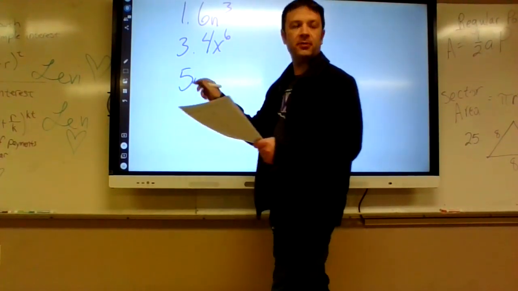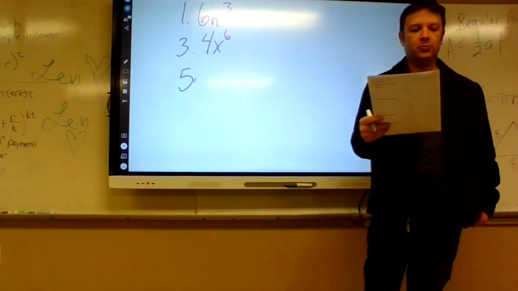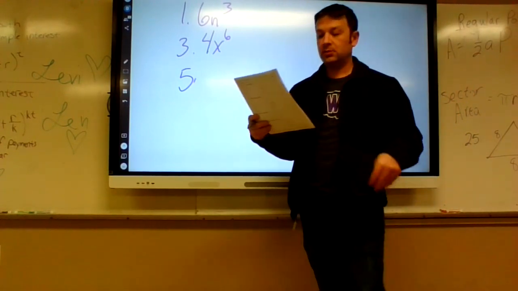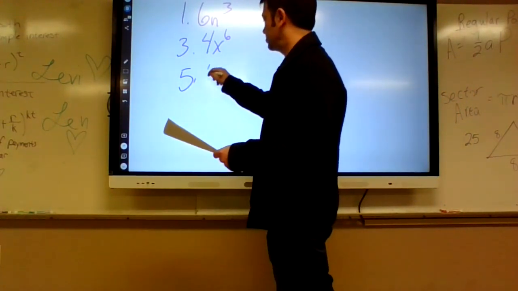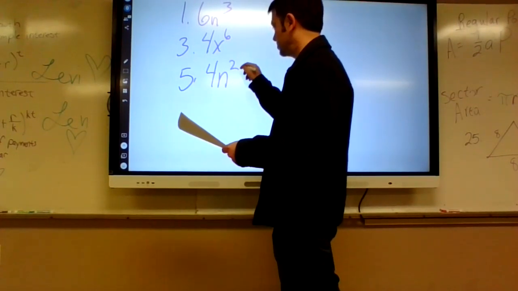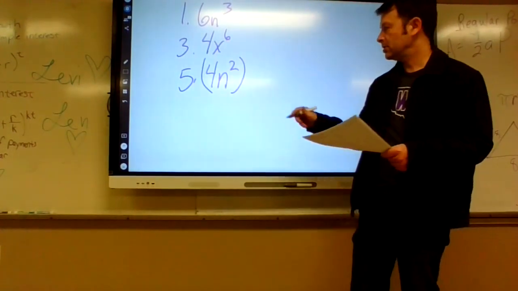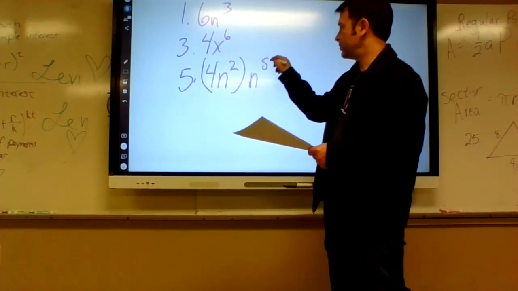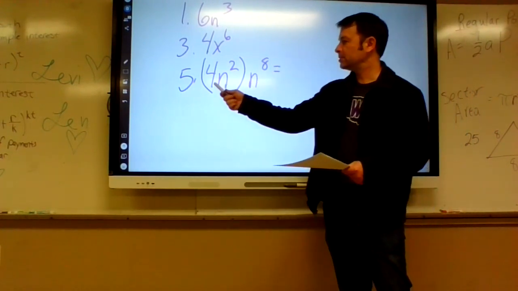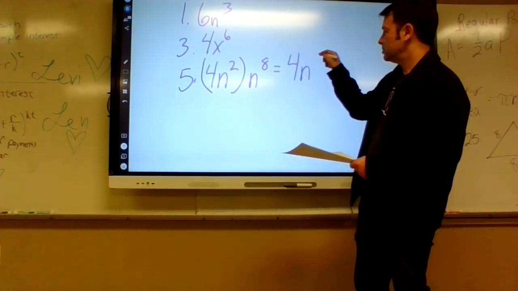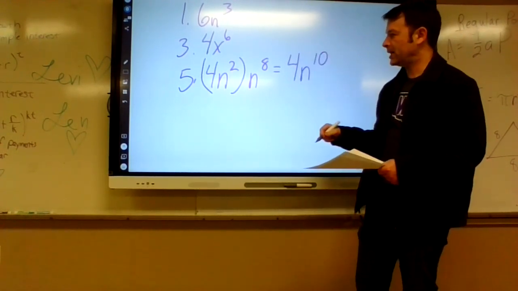Okay, number 5, Caden, what will the left parentheses become? Wouldn't it be 4n squared? Yeah, 2 squared is 4, n squared. What will the right parentheses become? N to the 8th. Okay, and then if we multiply those together? 4n to the 10th. N times n adds the exponents.